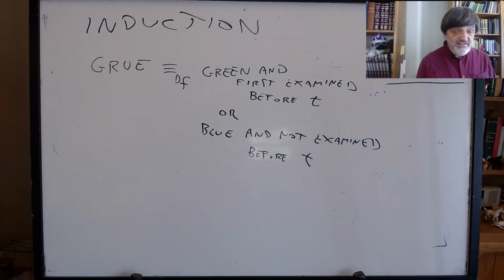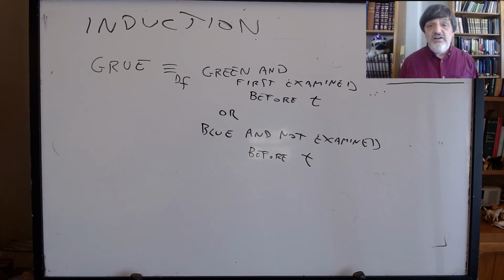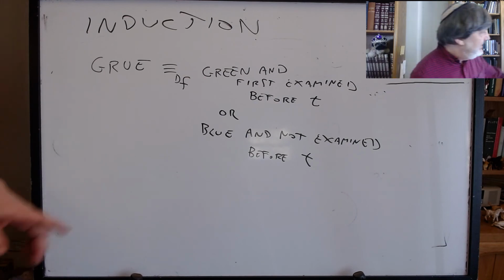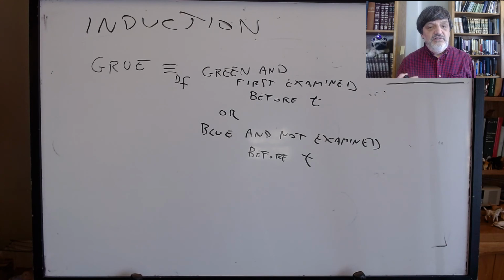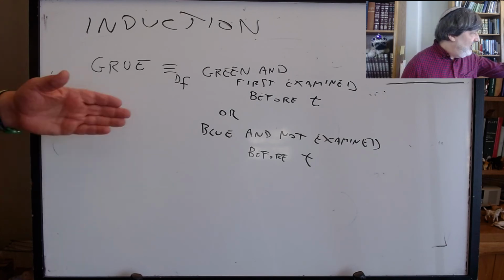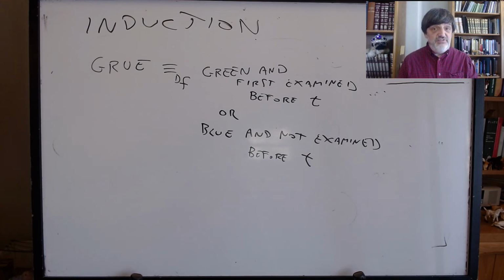So anyway, if I know that we haven't examined it before T, whoever we are, and I pick it up and I'm examining it for the first time and it's blue, then again, I know it's GRU for sure. I don't have to know anything about what happened before time T, because I know it was first examined after time T, and therefore it was not examined before time T, and it's blue, so by this definition, it's GRU. And so, nothing happens at time T.